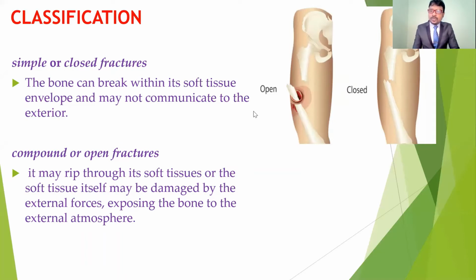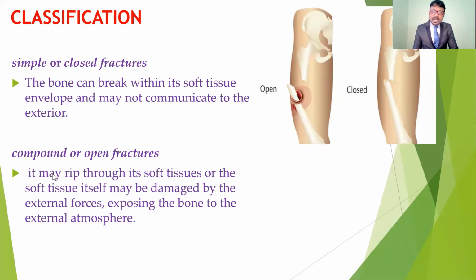When it is exposed to the outside, including bleeding and swelling of the joint, it may be associated with a compound fracture or open fracture. Open means it is exposed to the outside. Closed means it is not exposed to the outside. That is the difference between simple and compound fractures.